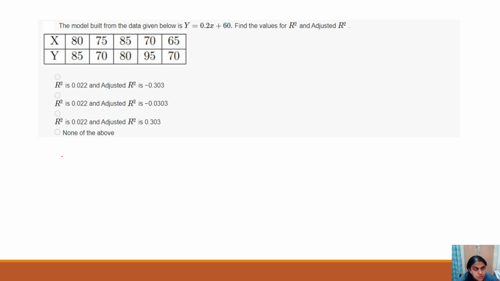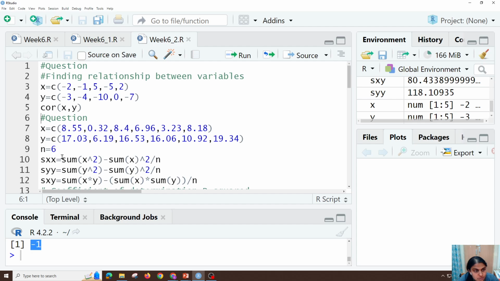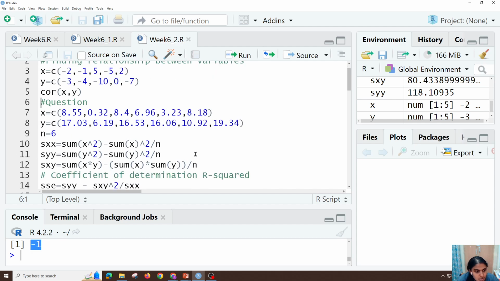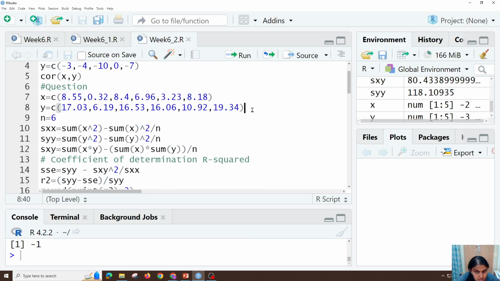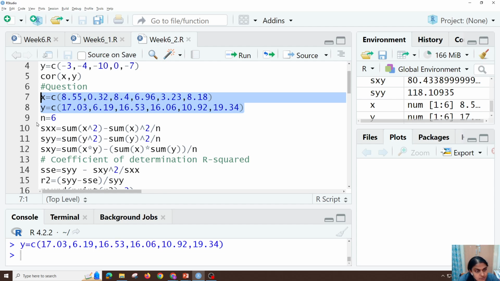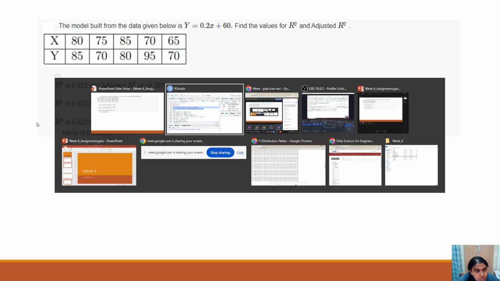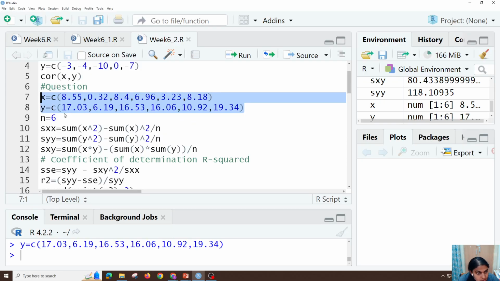Now the model built from the data given below is, so we have data also and model also. I think you have seen this question already. Just I have put it directly here also, and our objective is to calculate the R square and adjusted R square. Since it's repeatedly coming, I'll just run these things. So x and y values are given, sorry, this is a different question, but this is the same way in which you have to do this one.